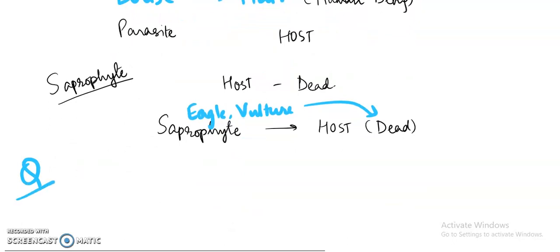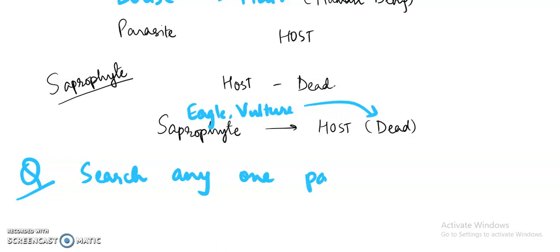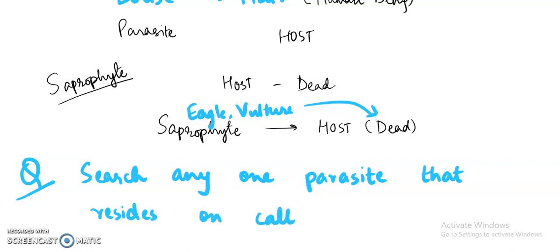Now, other than the examples which I have given you for parasites, search for any one parasite that resides on cattle. You have to find any one parasite that resides on cattle. When I say on cattle, I am talking about a parasite that resides externally, and whenever a parasite resides externally, it falls in the category of ectoparasite.